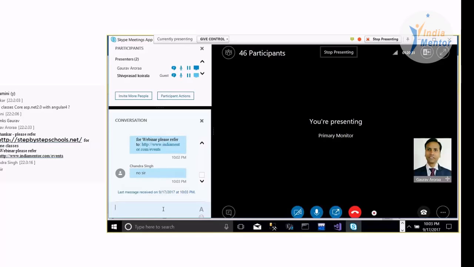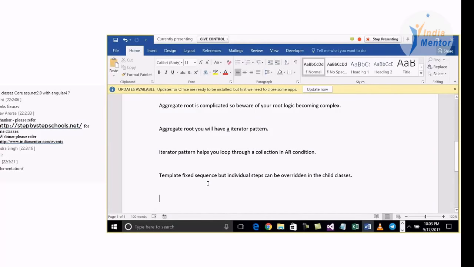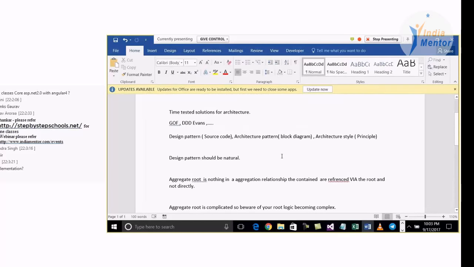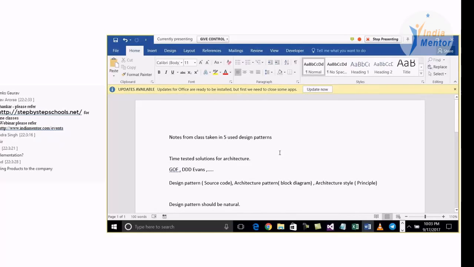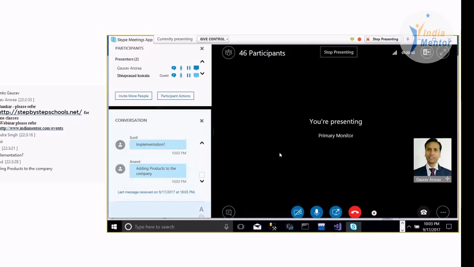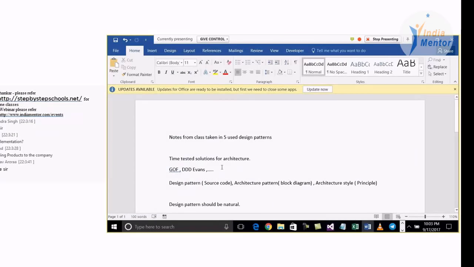Right, so let me revise, guys, what we have done in this class. Just a small revision. We said these are the notes. I will put these notes in a proper format on Indiamentor. Maybe I can write down some kind of a small note around that factory thing which I was not able to complete here. But I said that there are time-tested solutions for architecture.